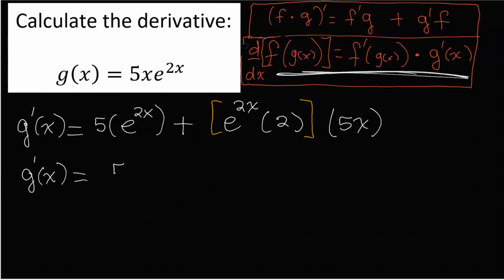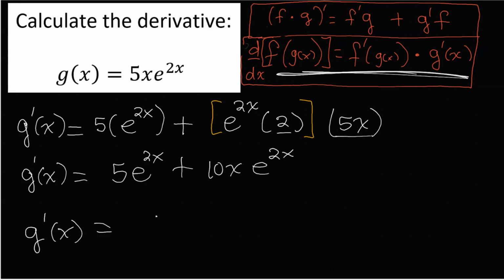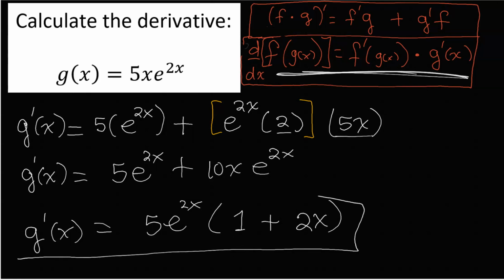So this would be 5 e to the 2x plus, here 2 multiplied by 5x is 10x e to the 2x. And if you really wanted to, you could factor out 5 e to the 2x. And what is left inside? You have 1 plus 2x. And that is as far as you could go.